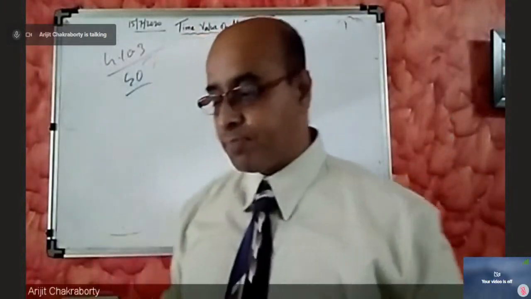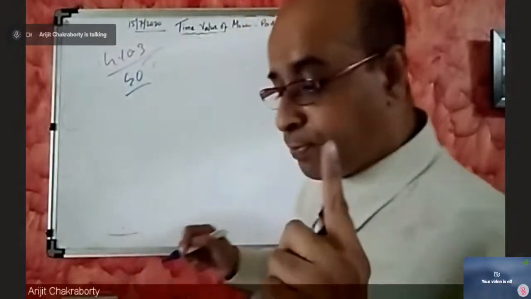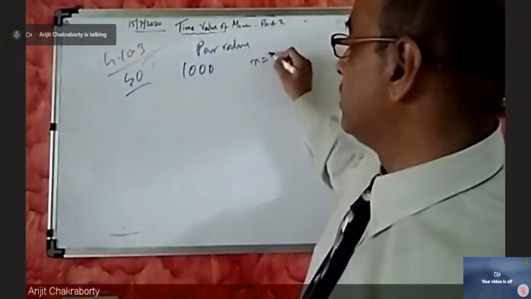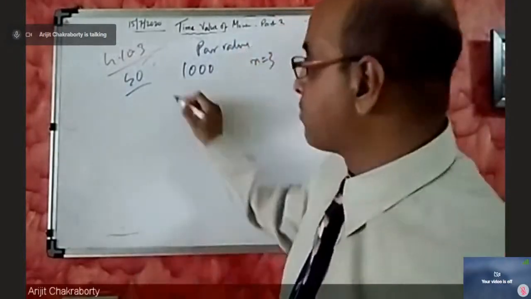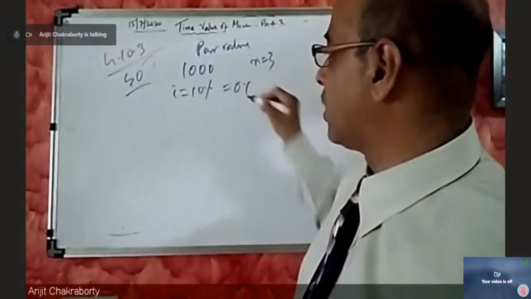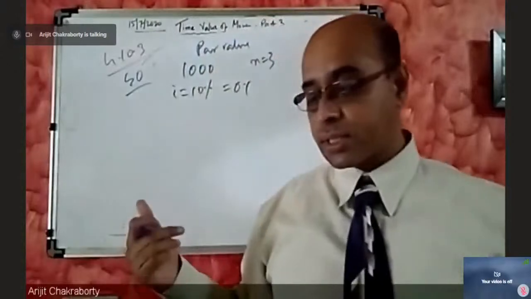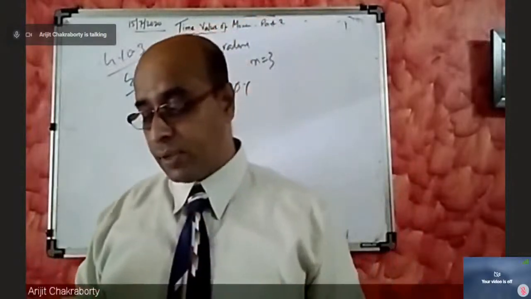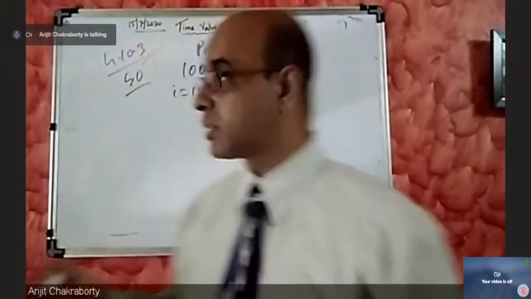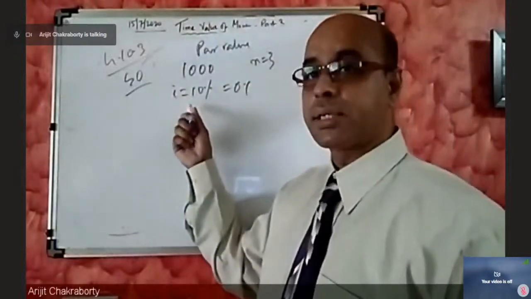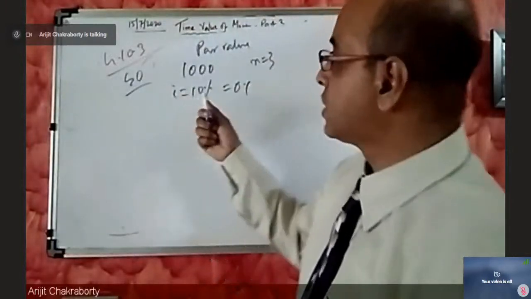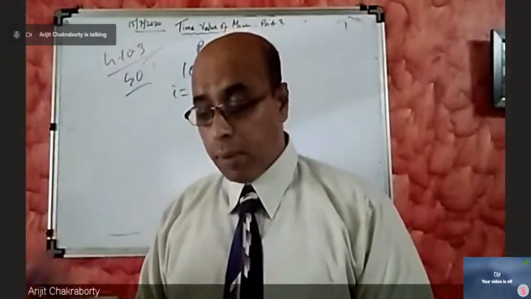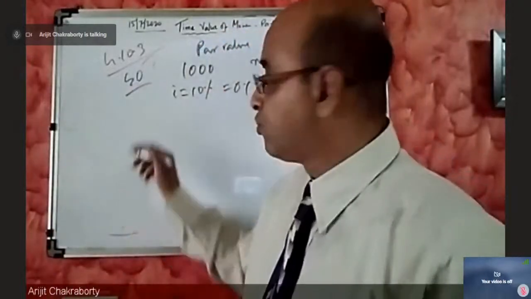An investor intends purchasing a 3-year 1,000 par value bond. 1,000 rupees is the par value. N is 3-year bond. Interest rate is 10%, I is 10%, that is 0.1. At what price the bond may be purchased if it matures at par and the investor requires a rate of 14%. Okay, so interest he is getting is 10%, that means 10% of 1,000. That is 100 rupees. He will get 100 rupees every year.